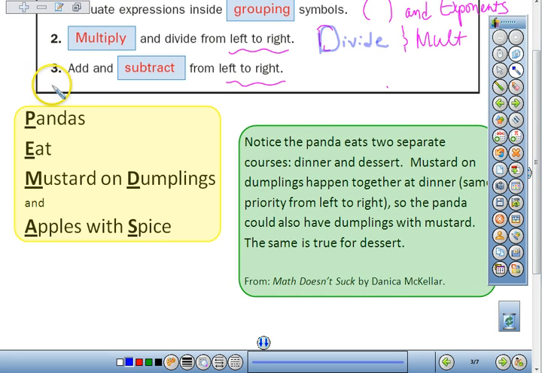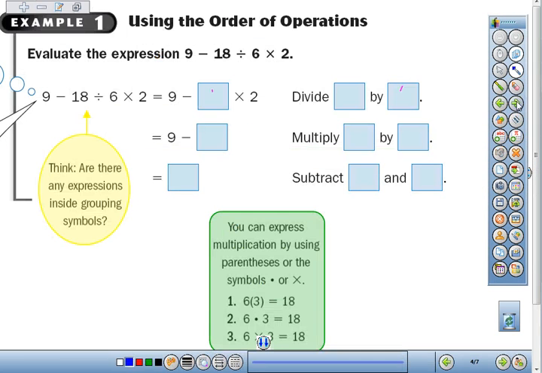Here's another phrase that we've seen over the years, or maybe you've seen. Pandas eat mustard on dumpling and apples with spice. Now the reason we give this one as another way of remembering is that pandas can eat two separate courses, dinner and dessert. Mustard can be on dumplings, but you could also have had dumplings with mustard on it. So pandas can also have dumplings with the mustard. Same is true for dessert. You could have spice, meaning subtraction first before addition. Kind of a different way to think of it if it helps you remember.